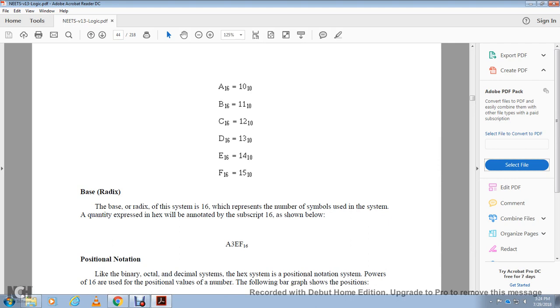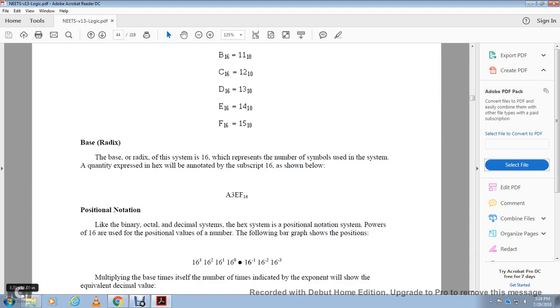The base, or radix, of the system is 16. Using the system, a quantity expressed in hex will be noted with a subscript 16, as shown in A3EF16. Positional notation: like the binary, octal and decimal systems, the hex system is a positional number system. Its positional values are powers of 16, as shown in the figure.